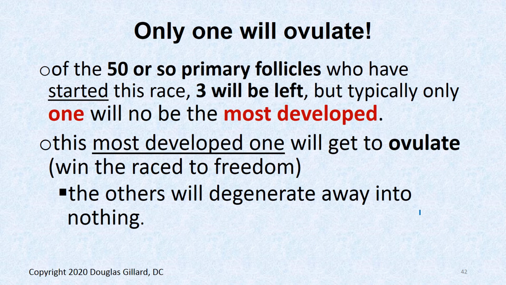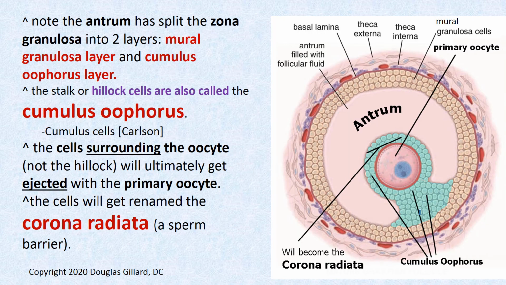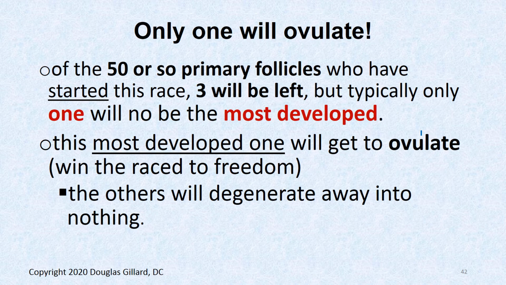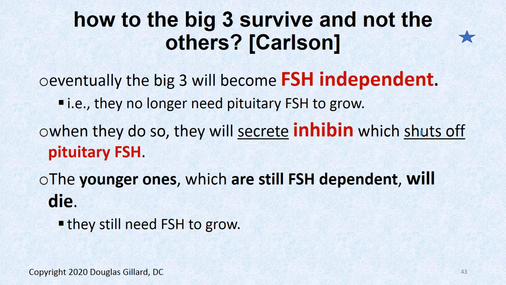Okay, so out of the 50 or 25, or how many converted into primary follicles and started the race? By this point, once this is created, 3 of these happen about the same time, and the other ones are lagging behind. And so the ones that lag behind are not going to make it. So 3 will be left, and typically only 1 will develop. The most developed one is the one that gets to ovulate. The other ones are destroyed. They just kind of degenerate away.